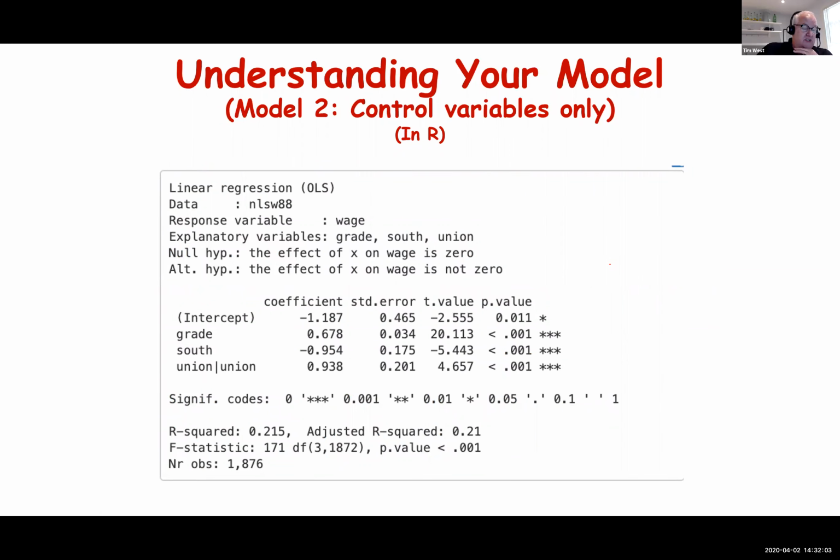Oh, R wizard. So looking at the control variables only in R, with wage, grade, south, and union, you can see the coefficient, the standard error, the p-value. And as you can see, the first p-value for the intercept has more significance, as Professor West just stated, from the Stata version. And then it gives you your R squared and adjusted R squared as well.